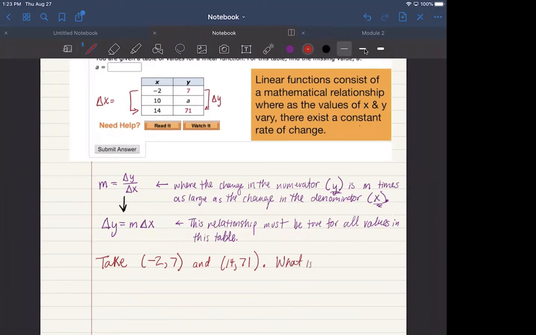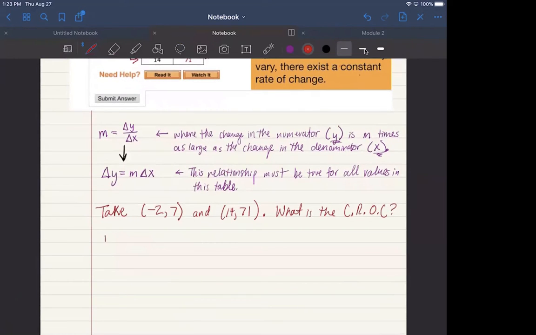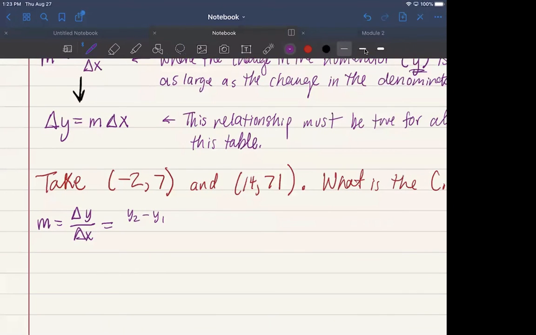So what is the constant rate of change? Okay. Well, when you're trying to figure out what's the constant rate of change, we usually have this formula, right? M equals delta y over delta x. Or remember, like I said, y2 minus y1, and let me zoom in for you guys, okay? Divided by x2 minus x1.